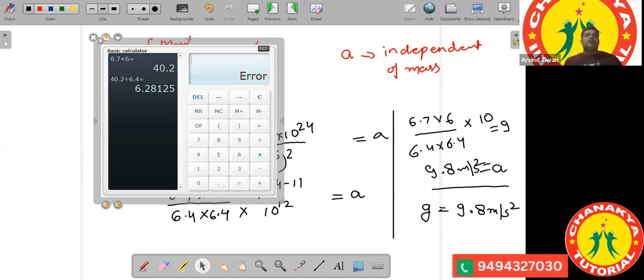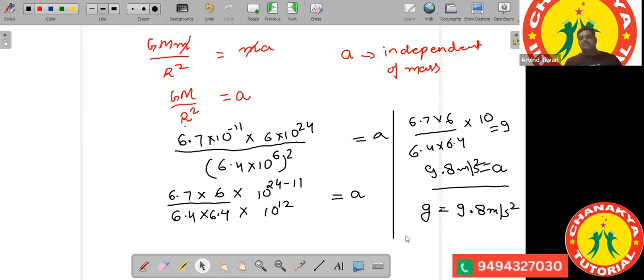So this value will come out to be 9.7. If you calculate this value, here you will be getting 0.97. So 0.97 multiplied by 10, you will get as 9.77 something. That we approximate to be 9.8.